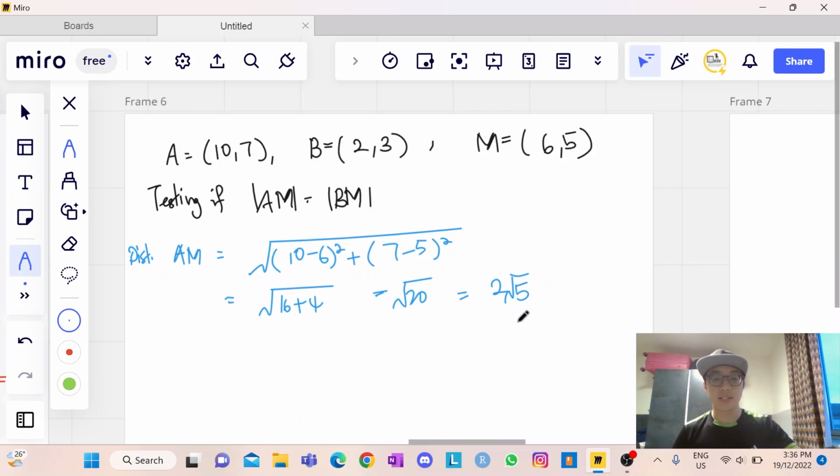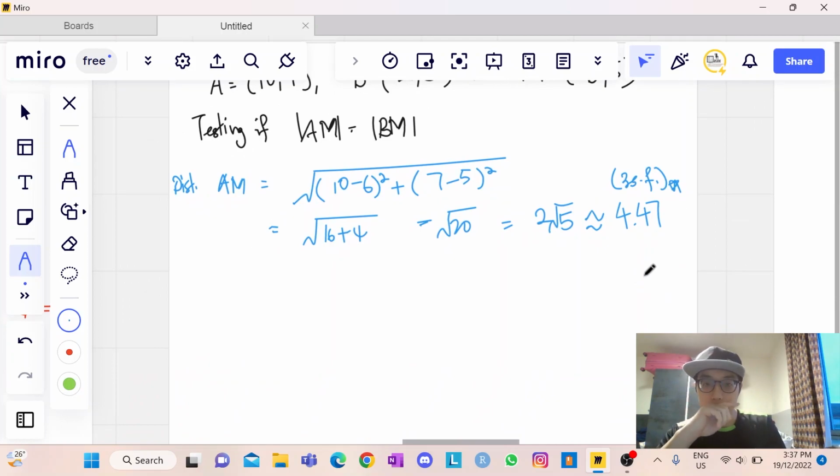You don't need to actually know how to make root 20 into 2 root 5, because in your exams for maths, if I'm not mistaken, they will usually ask you to give your answer in 3 significant figures or 3 decimal places, and so on. And remember, it's important for you to write in 3 significant figures if the question asks so. Because I remember my maths teacher once told me in maths exams, you cannot leave your answer in root form. So you always have to change it into decimal places. This is one thing that you need to remember. For safety, just use decimal places. So we found that the distance of AM is 4.47.